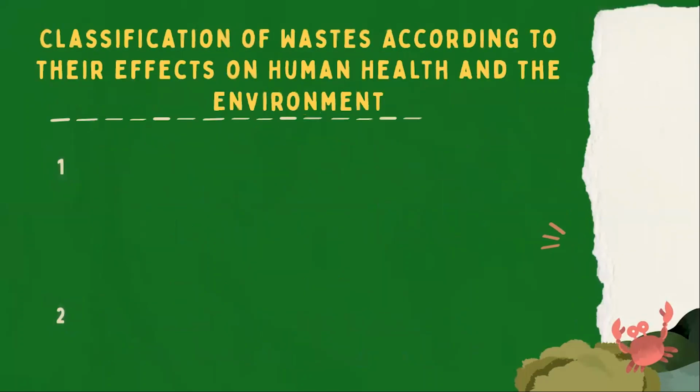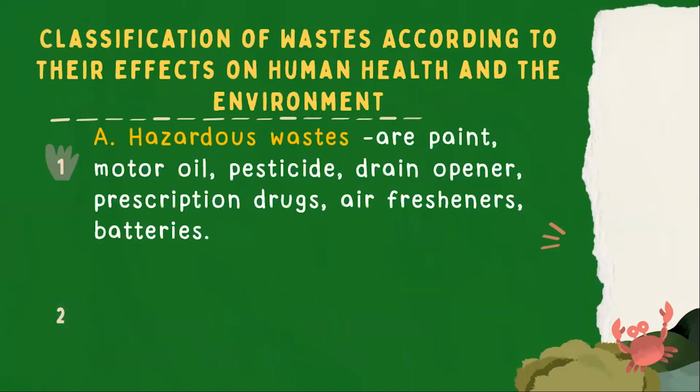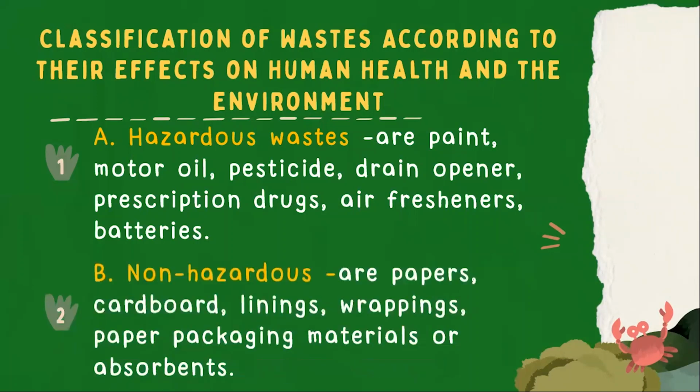Next is the classification of waste according to their effect on human health and environment. The first one is the hazardous waste. These are unsafe substances used commercially, industrially, agriculturally, or economically. Examples of this are paint, motor oil, pesticides, drain opener, prescription drugs, air freshener, and batteries. Next, non-hazardous. These are papers, cardboard, lining, wrapping, paper packaging, or absorbents. Non-hazardous are safe substances used commercially, industrially, agriculturally, or economically.